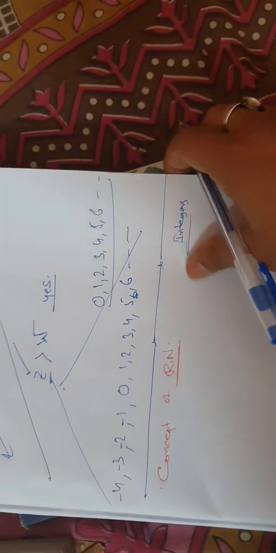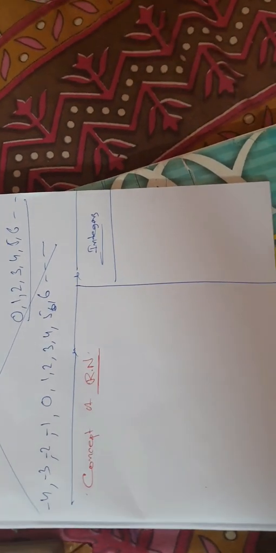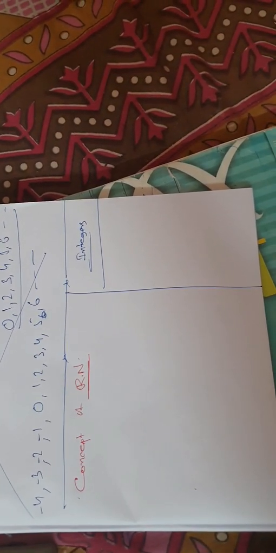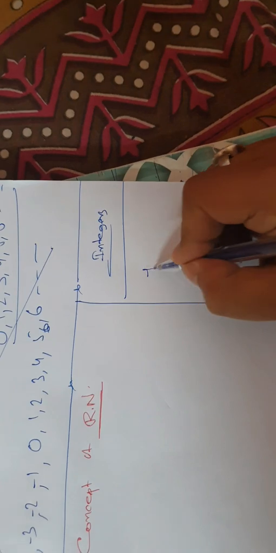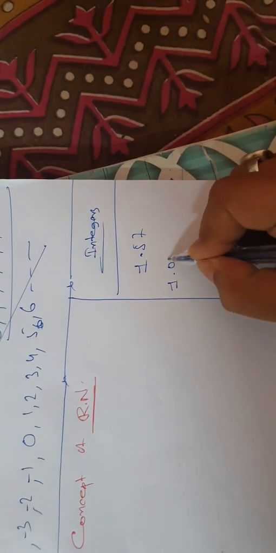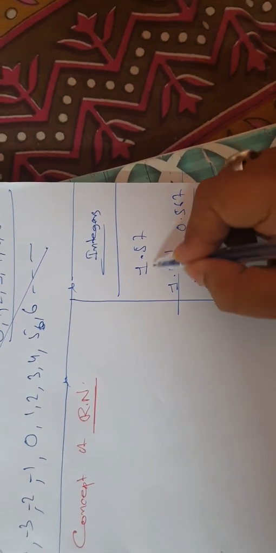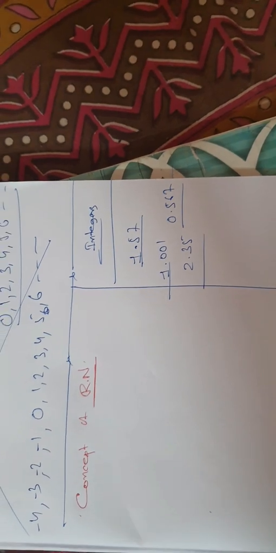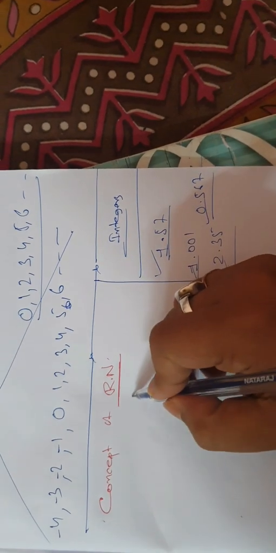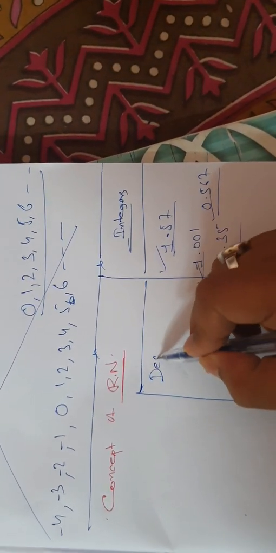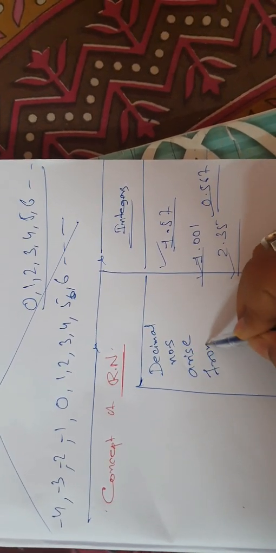Now can you tell me, from whatever we have learned up till now, which type of number you know about but we did not discuss? Decimal. Good, very good. We did not discuss numbers like this: 1.57, 1.001, 2.35, 0.567. Decimal numbers we have not yet discussed. Good. But the concept of decimal numbers, let me tell you one thing. Decimal numbers arise from fractions, don't they?